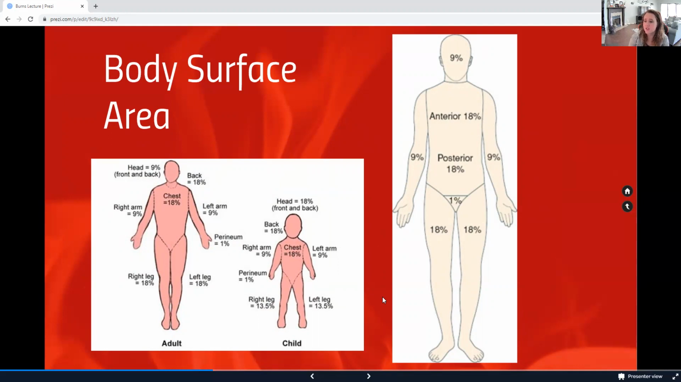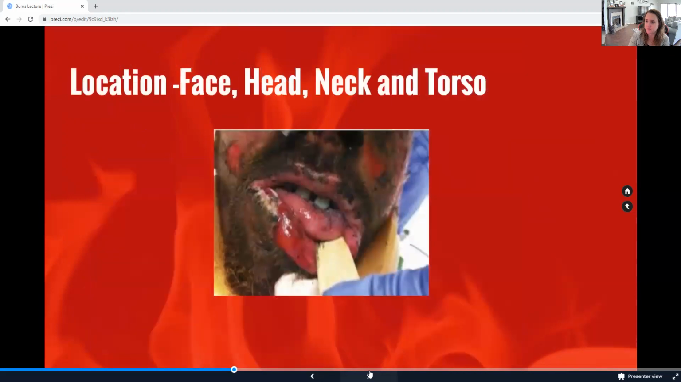And then you can see this little kiddo down here. So it's going to be a little bit different for children because their bodies are shaped differently than ours, right? They have bigger heads, they have shorter torsos, shorter legs, shorter arms. So their percentage is going to be calculated a little bit differently on a pediatric patient. So total body surface area.